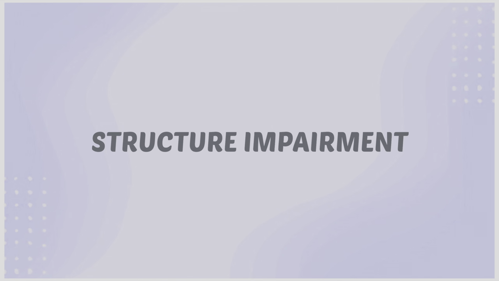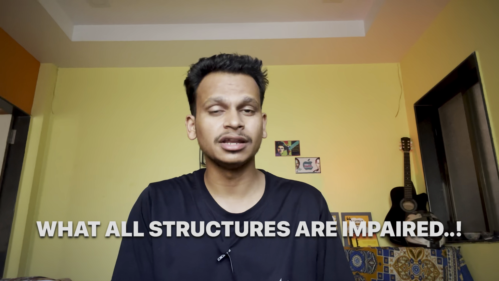Okay. Starting with structural impairment, what actually does structural impairment mean? Structural impairment means what all structures are impaired in that specific condition. Let's say for example, we'll take the example of fracture. In fracture, there is a break in continuity of bone. So that is the structural impairment in fracture.